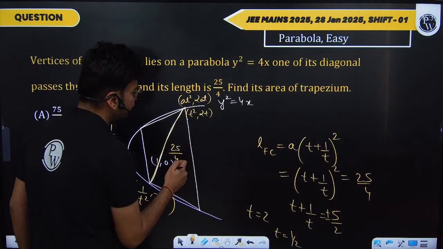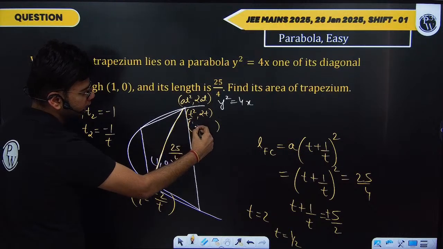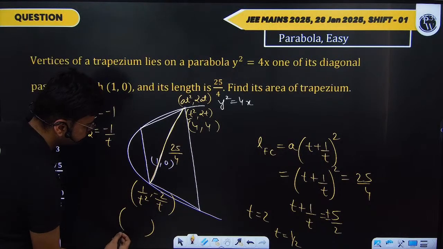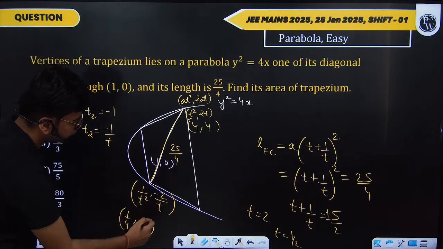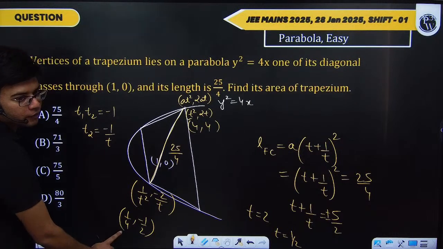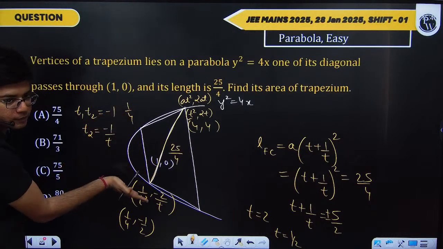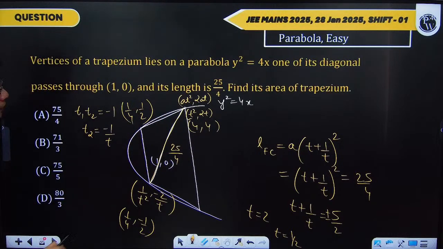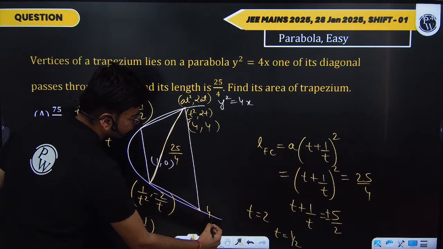Now, t is 2. That means the coordinates of this point will become (2², 4), which is (4, 4). Similarly, the coordinates of this point will become (1/4, -2/4). Once you have the coordinates of this point, the x coordinate will again be the same for this point, since this is lying vertically up. So (1/4, 1/2) will be the coordinates of this point. This point is (4, 4). This is its mirror image, so this will come out as (4, -4).